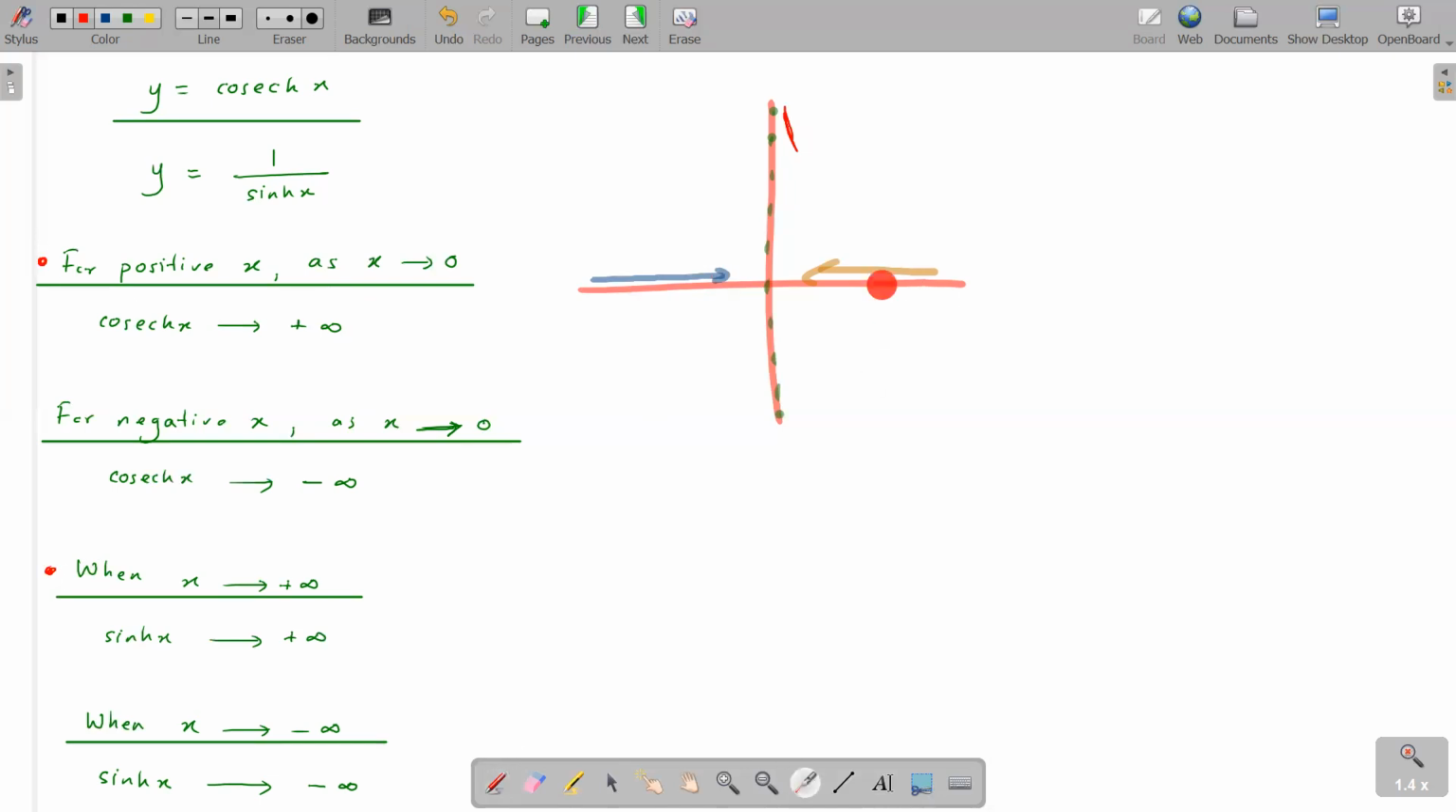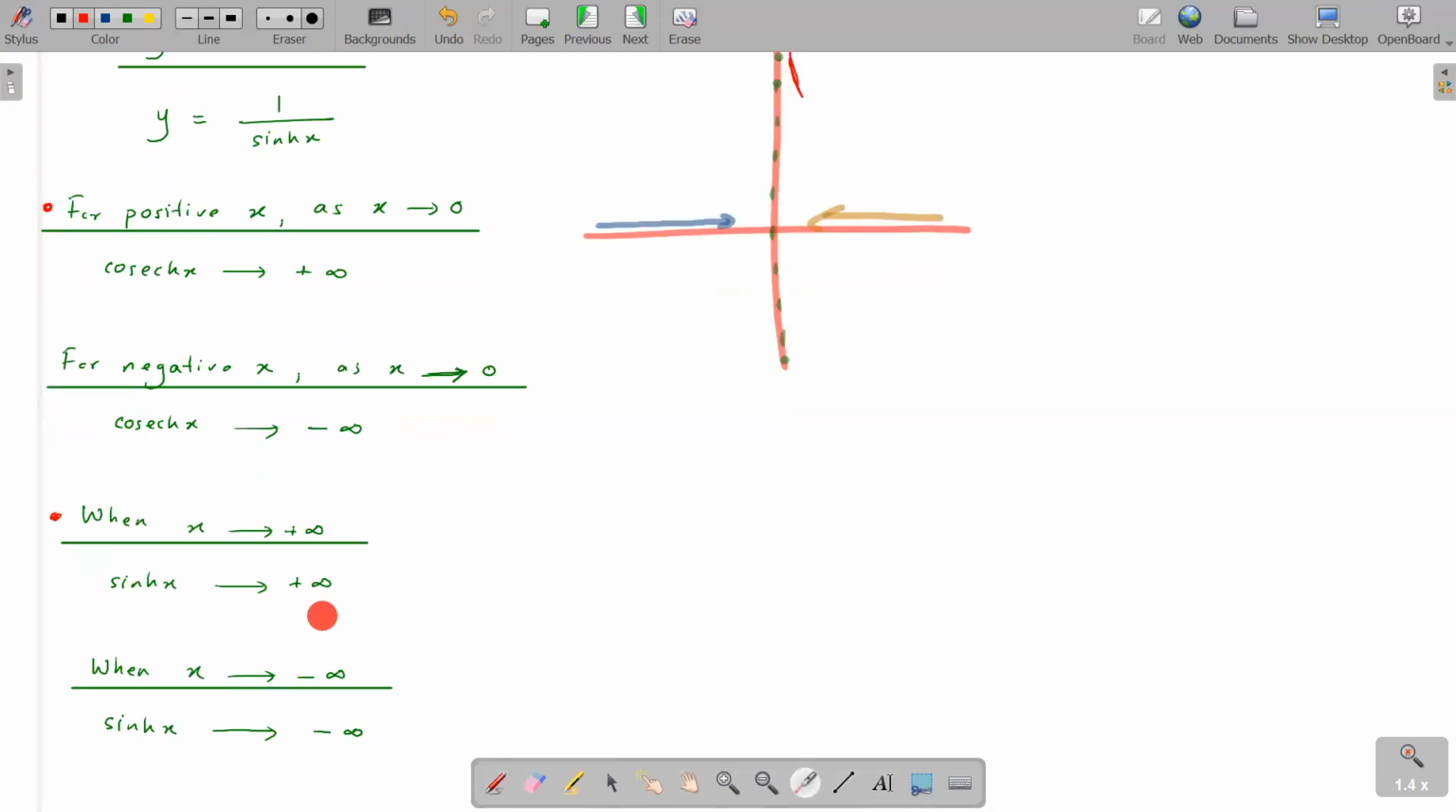Okay, so you check what happens when x is close to 0 from the positive side, and you check what happens to the graph as x goes to positive infinity. So when x goes to positive infinity, oh, sorry guys. I have written here the values of only sinh x, right? But we are drawing the cosech graph, right? So let's write the value of cosech. If sinh x goes to positive infinity, what will be the cosech graph?